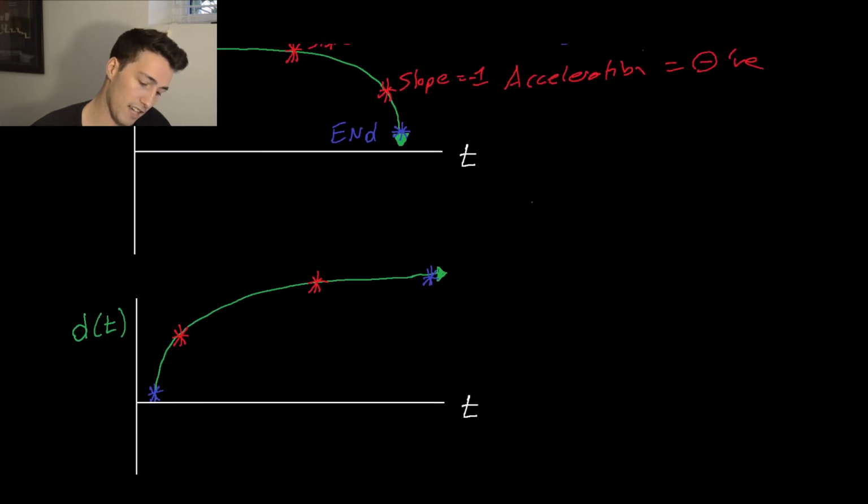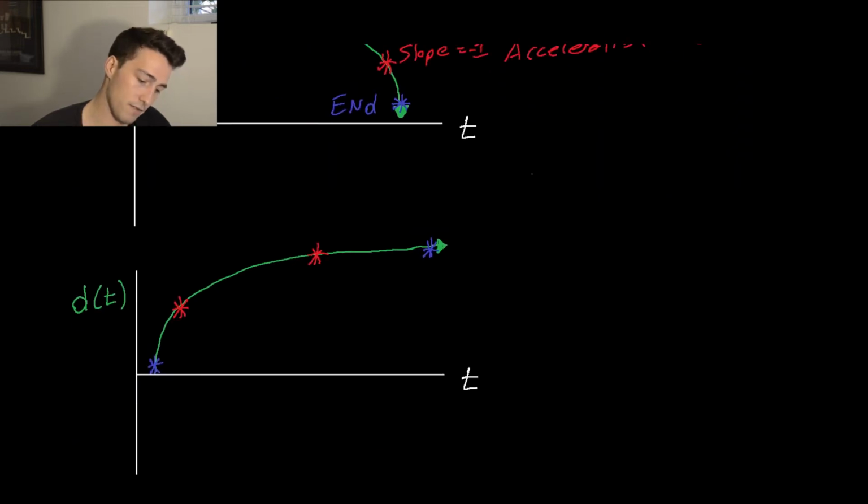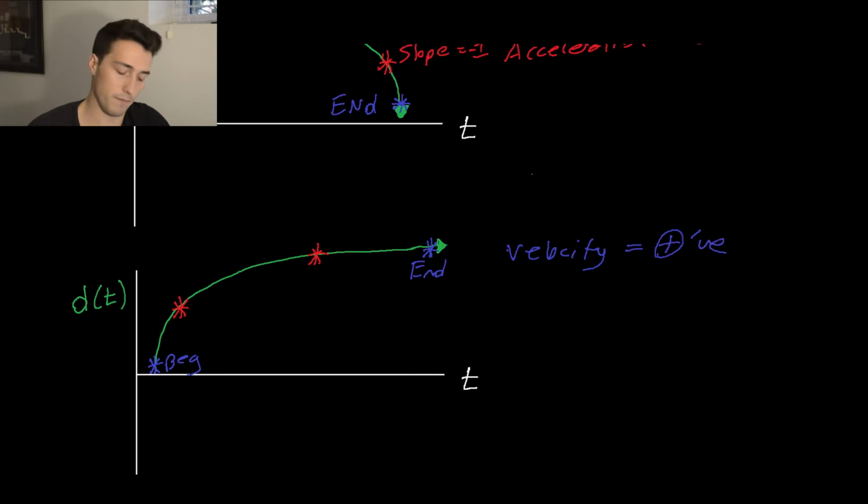And we have 2 more cases of this displacement versus time graph. So again, it's going to be the same process. We're going to look at the beginning point and the end point and say, okay, is that positive or negative? And that will give us our velocity. So here, the rise was positive. So that means that the slope is positive and the velocity is therefore positive.